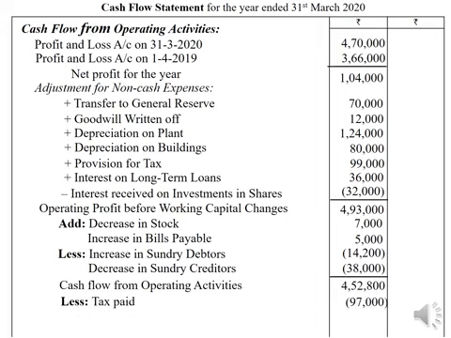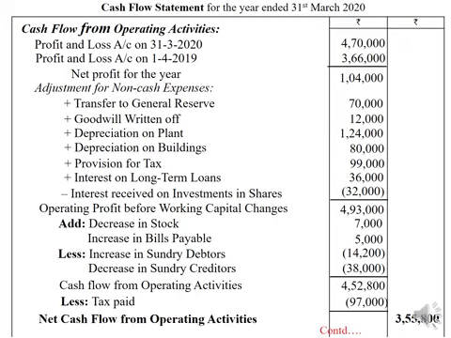Deduct tax paid 97,000. This item is available in provision for tax account 97,000. After deducting 97,000, we get 3,55,800 as net cash flow from operating activities. Continue. Cash flow from investing activities. Purchase of plant is there 2,44,000.